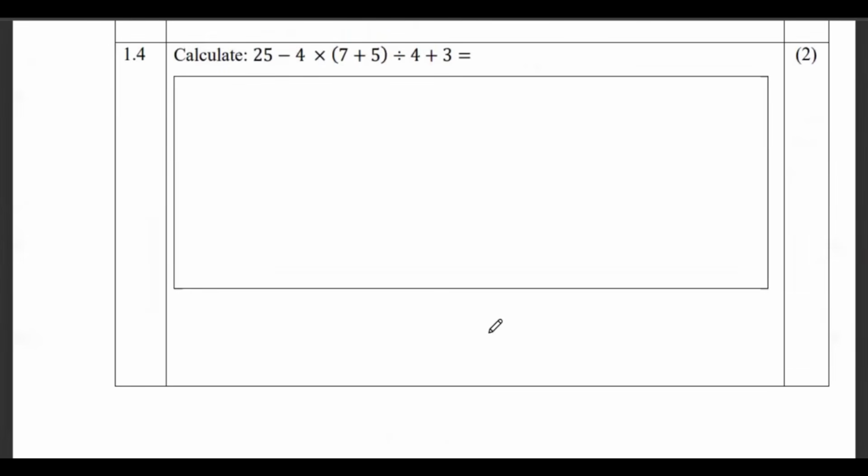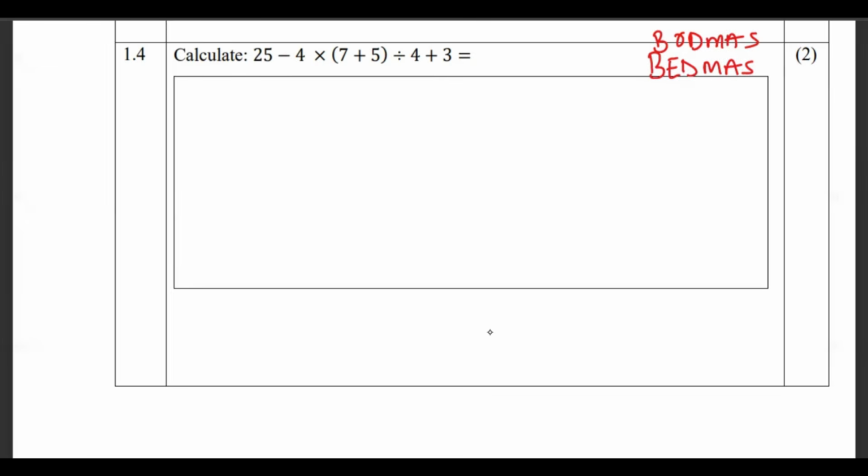And then 1.4, where we have the order of operations. So we have more than one sign. In cases where we have more than one sign, apply the BEDMAS, or sometimes people call it BODMAS. Okay, brackets, division, multiplication, addition, and so on and so forth.